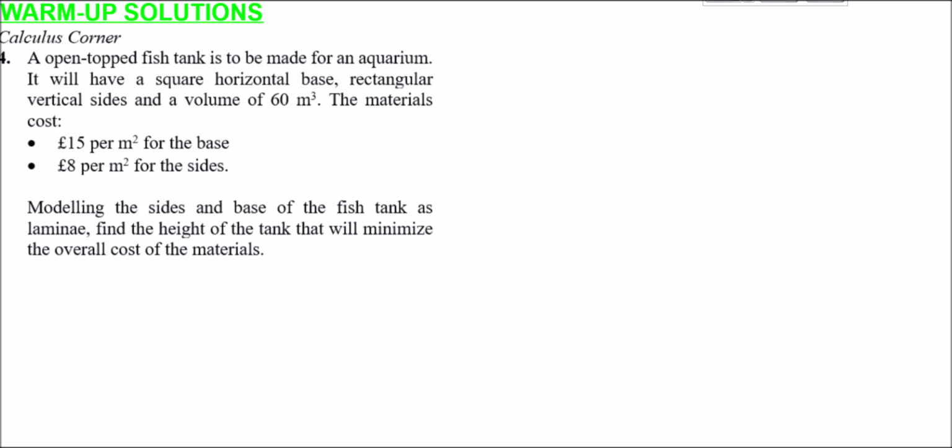So modelling the sides and base of a fish tank as laminae, that's a loan word from Latin. A lamina, plural laminae, just means an infinitely flat surface. So for example, an infinitely thin piece of paper. So that just means a surface with no thickness, essentially. In plain English, it's a surface with no thickness we need to consider or worry about.